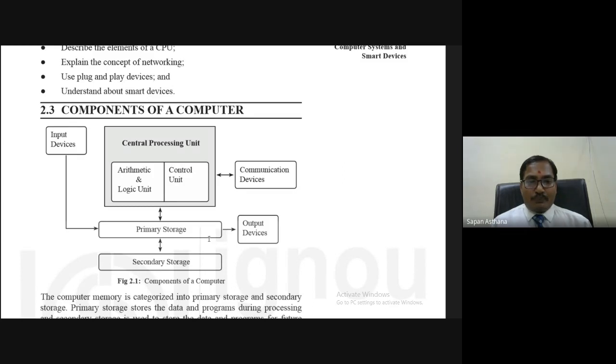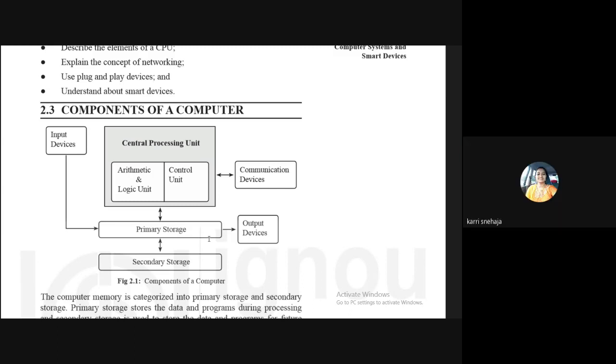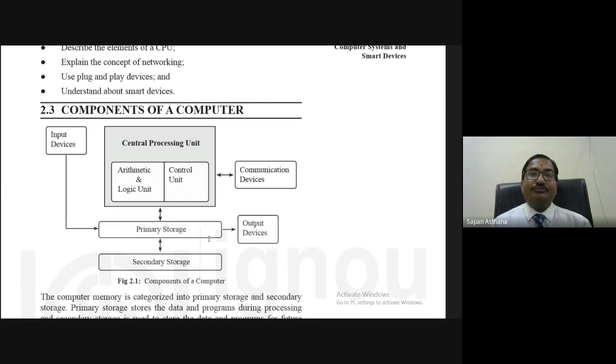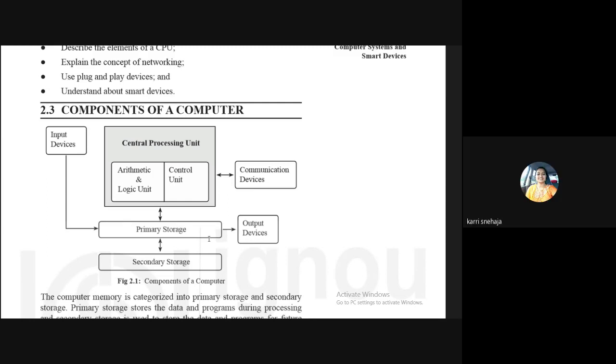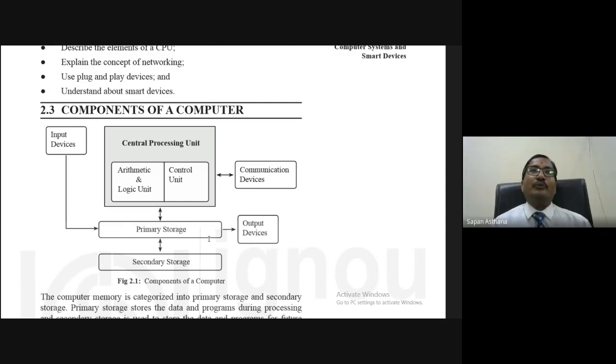Webcam is an input device or an output device? Webcam is an input device, because it is capturing the input for the primary storage. And if I ask you about the monitor, who will tell me? Monitor is an input device or an output device? Output device, sir. Good. Monitor is an output device.